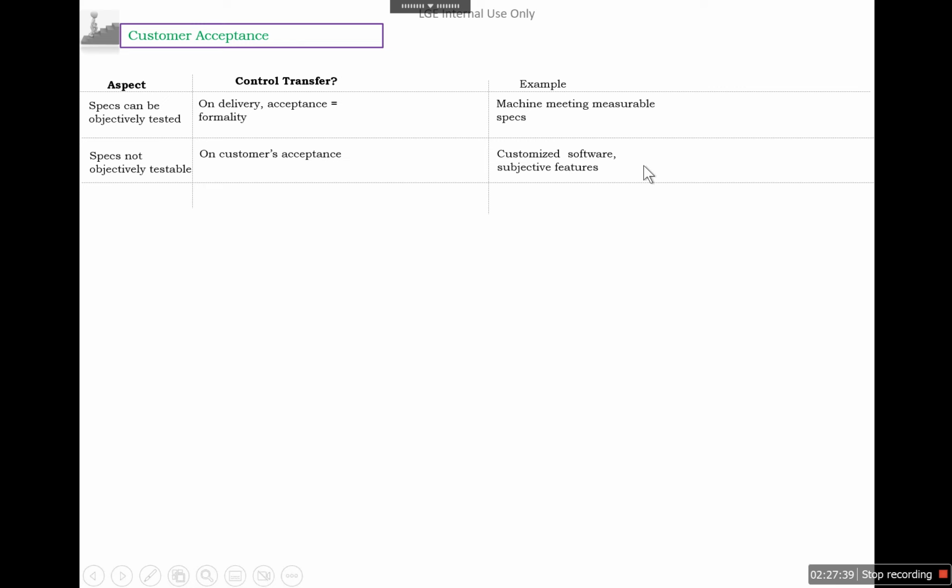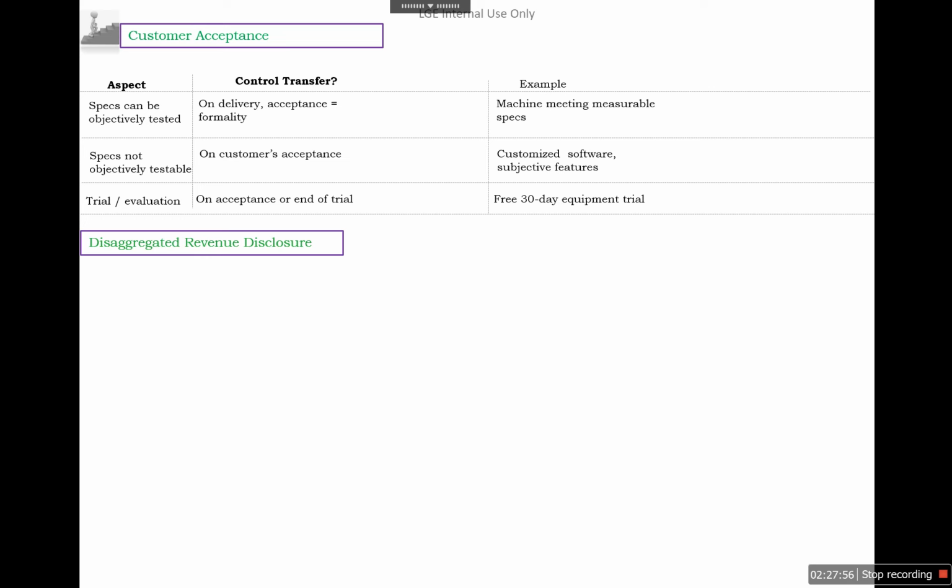For example, the customer customizes software and subjective features are there. In case of trial and evaluation, revenue will be recognized on acceptance or at the end of the trial. For example, if there is a 30 days trial period, then we will recognize it the day after.